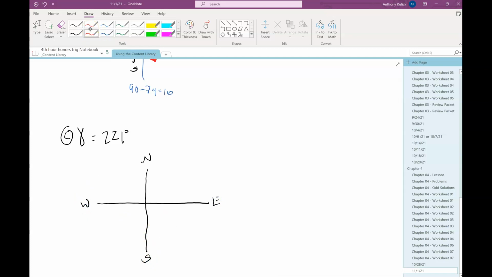Okay, so we'll start our bearing from due north. So 90, 180, like 41 more. So far, so good. And then my theta is here. So that's 90, 90, and then 49 more, right? So theta is 229.